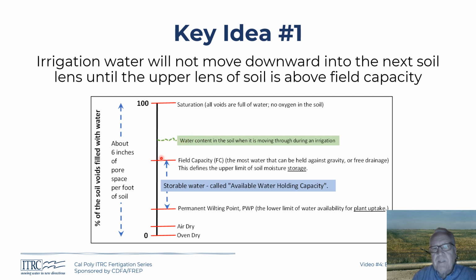This water then is moving. You might say that this water down here is not moving. It's back hidden away in the smaller pores. That's not exactly right, but it's close to being right. So this is the water that's moving on down. It's your irrigation water. But the idea is you're not going to get any movement downward until a particular lens first fills up to field capacity.